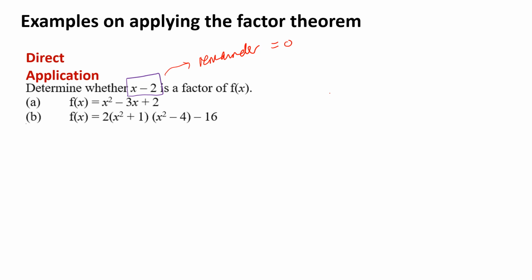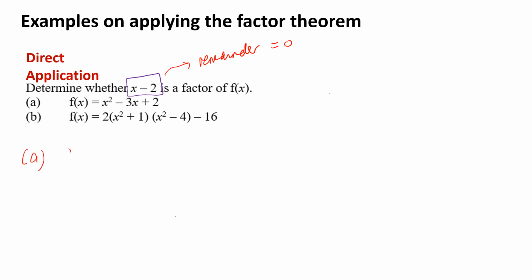So what we need to do now is to find the remainder, correct? We need to find the remainder, and we need to show the remainder equals 0. So if the remainder is equal to 0, then we can tell the whole world, yay, x minus 2 is a factor. Right, so this is what we're going to do.